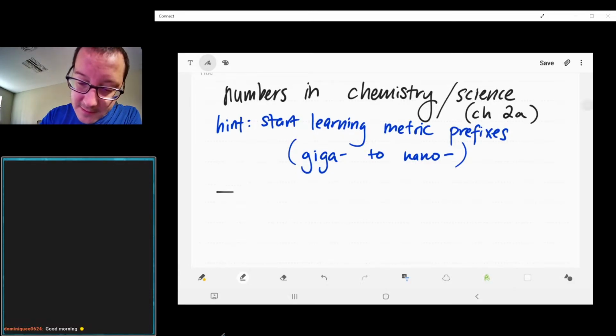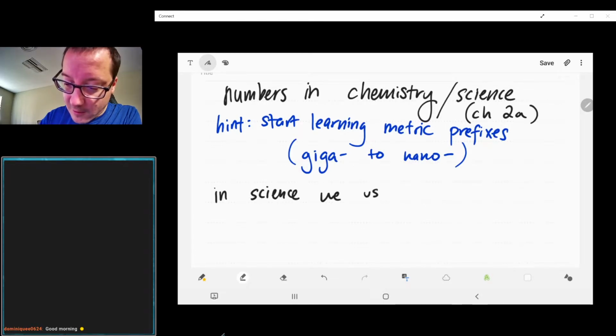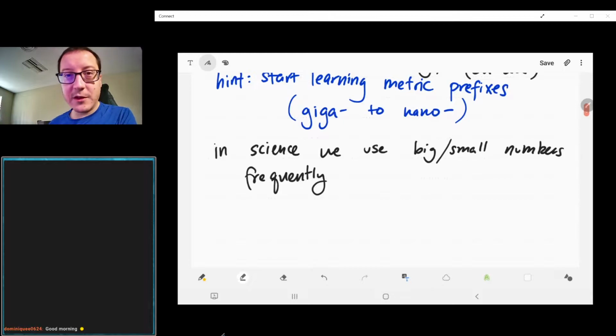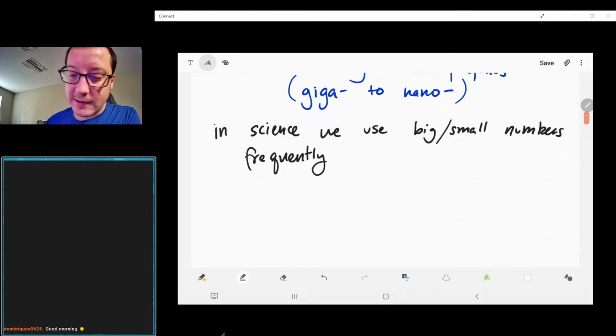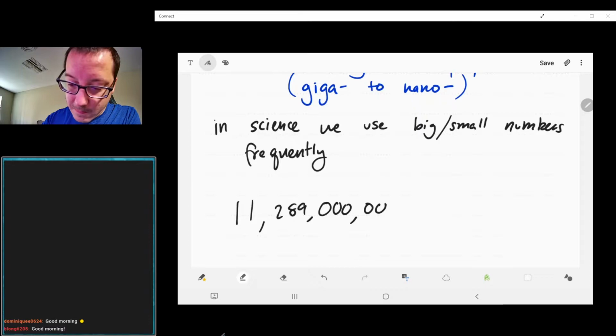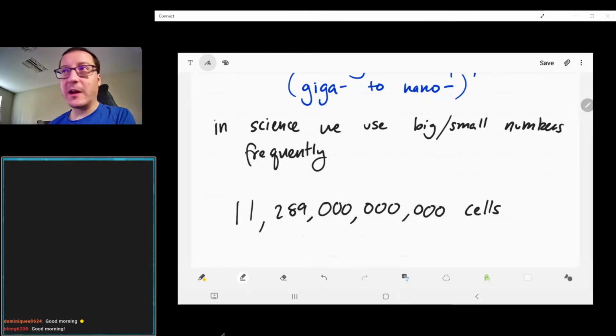So in science, we use big and small numbers frequently. For example, we can say your body has, I don't know, I'm just going to make this number up, that many cells in a human body. That's 11,289,000,000,000, blah, blah, blah, blah, blah.